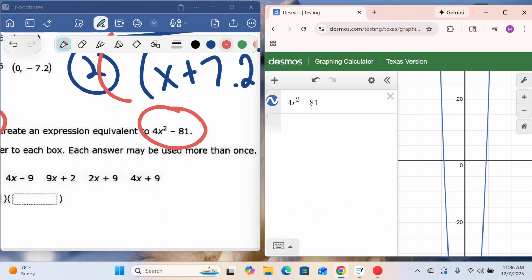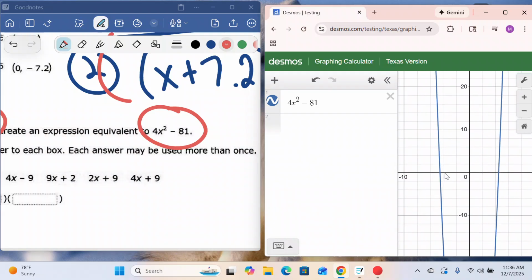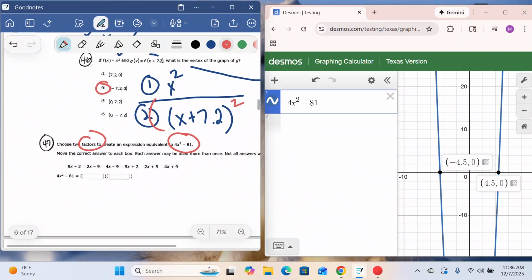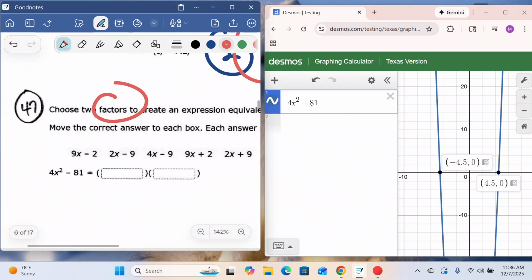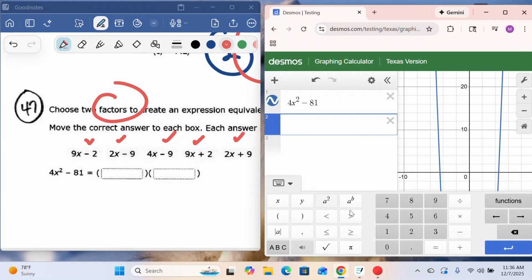And I have my x-intercepts right there. I have an x-intercept of negative 4.5, and I have an x-intercept of 4.5. So whichever one of these has an x-intercept and crosses through the x-intercept, that is your answer. So I'm going to go ahead and put 9x minus 2. Doesn't even get close. This one is a wrong answer.